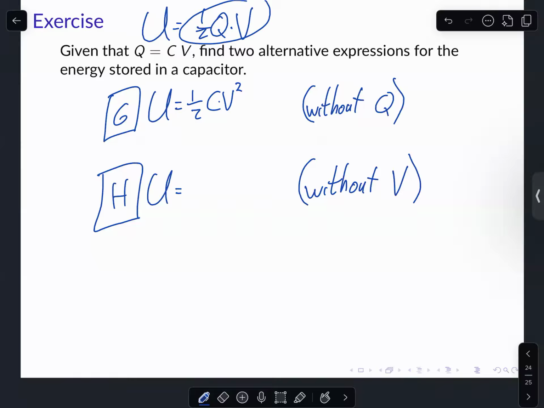Likewise, if I want to get rid of the v, I can take this equation, solve for v. V is q divided by c, and plug in. Now, I don't like 1/2 times q over c, so I'm going to rewrite that as q squared over 2c. Please note that the c is downstairs, not q squared over 2 times c, q squared over 2c.